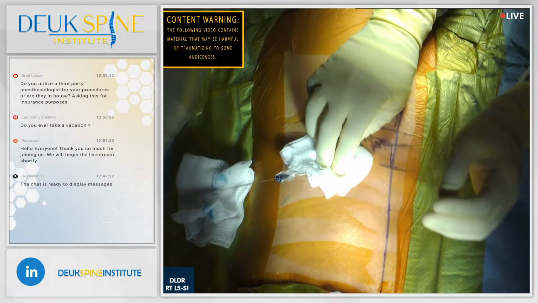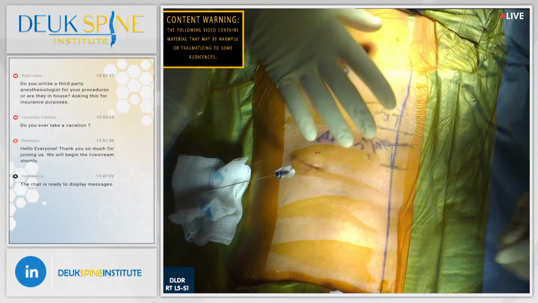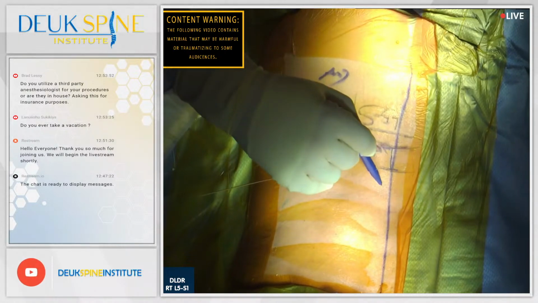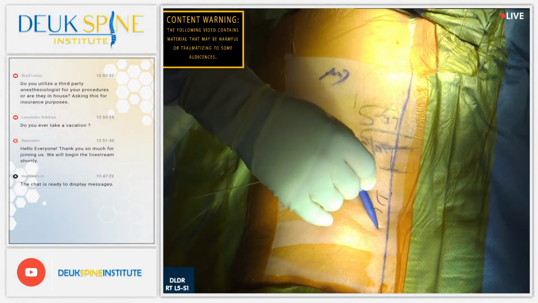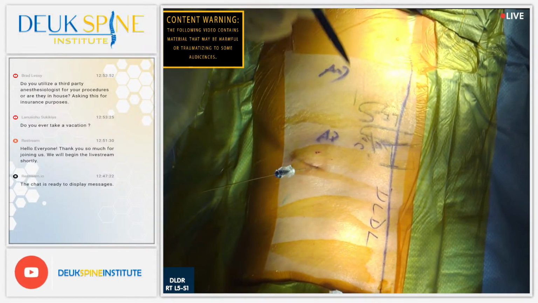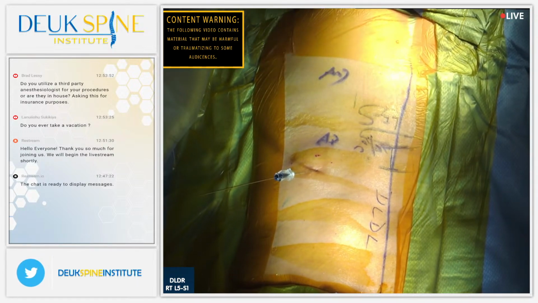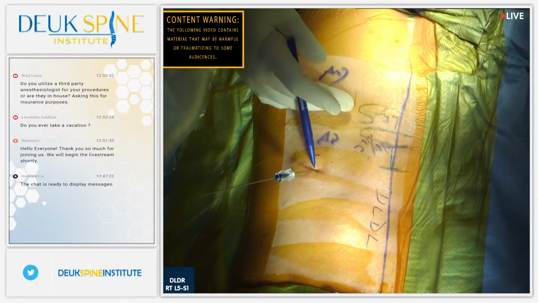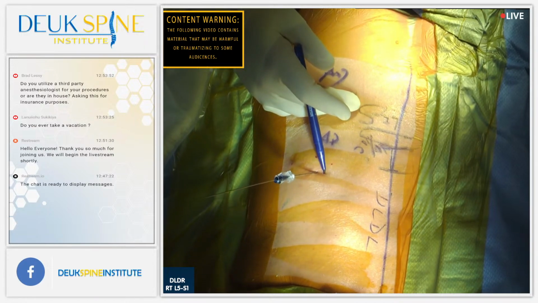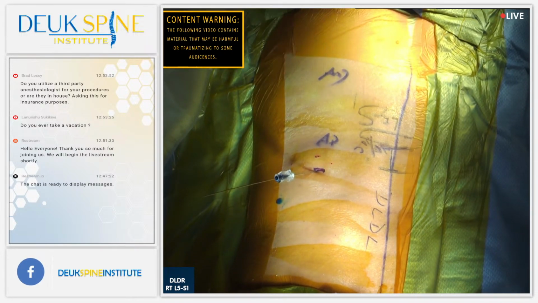Now, while he goes to sleep, folks, this is a Deuk laser disc repair surgery. DLDR, okay? We're fixing the disc. Now, other doctors would recommend a fusion or artificial disc for this, but we're going to do it endoscopically with a tiny little cut on his back, 7 millimeters.